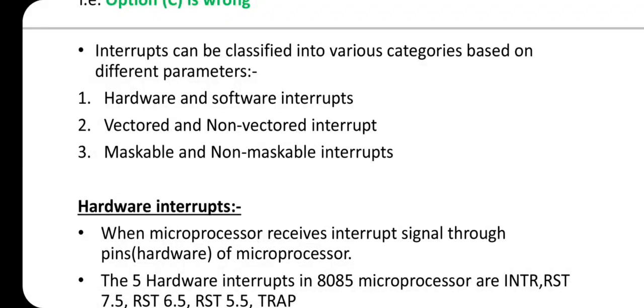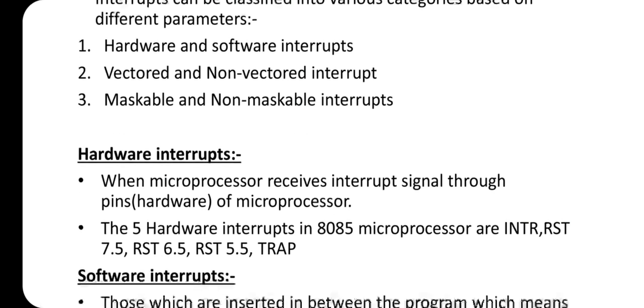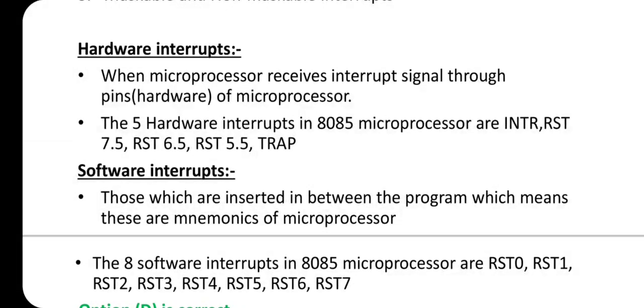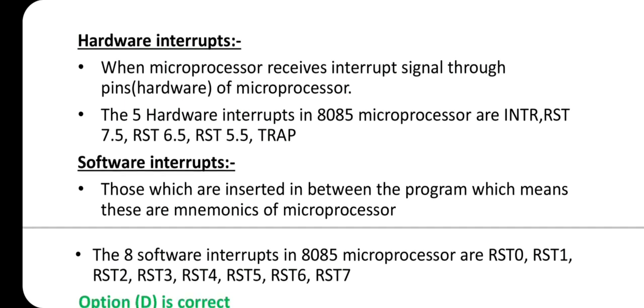Interrupts can be classified into various categories based on different parameters: hardware and software interrupts, vectored and non-vectored interrupts, maskable and non-maskable interrupts. Hardware interrupts are those where the microprocessor receives the interrupt through a signal on pins or hardware of the microprocessor. The 5 hardware interrupts in the 8085 microprocessor are INTR, RST 7.5, RST 6.5, RST 5.5 and TRAP.